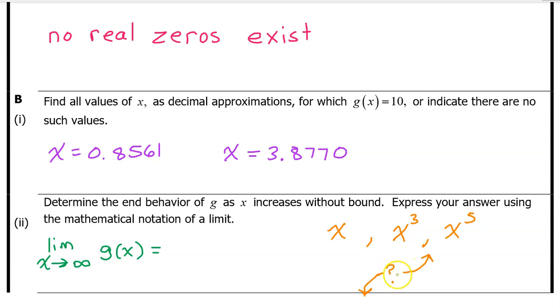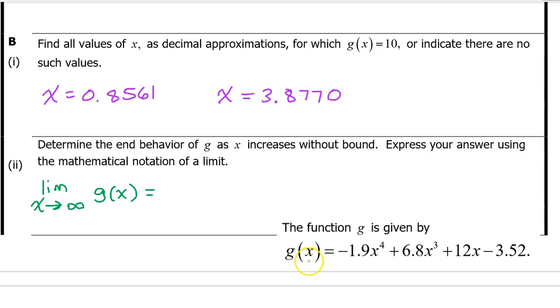The end behavior is positive infinity on the right and negative infinity on the left. If the leading coefficient is negative, the end behavior is reversed. The end behavior on the right-hand side is negative infinity, and the end behavior on the left side is positive infinity. The function g is given by this polynomial.